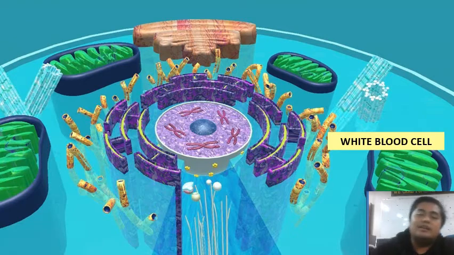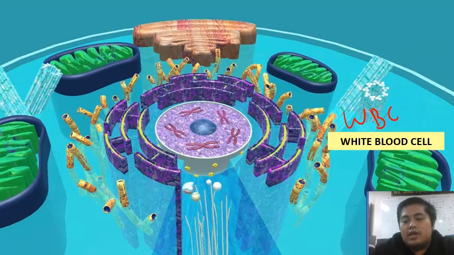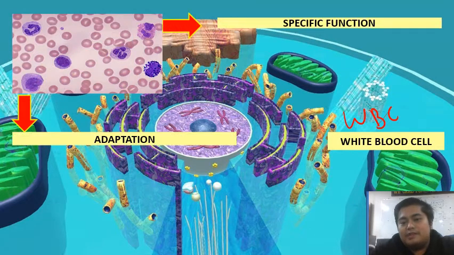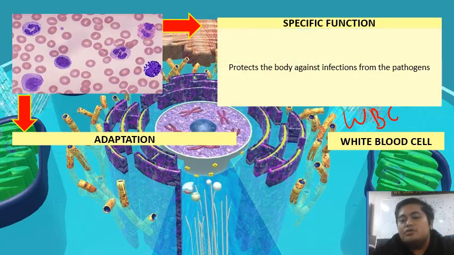Next, bila kita ada red blood cell, kita mesti ada white blood cell kita ataupun WBC. Kadang-kadang, okay, white blood cell. So, specific function dia is to protect the body against infection from pathogen.